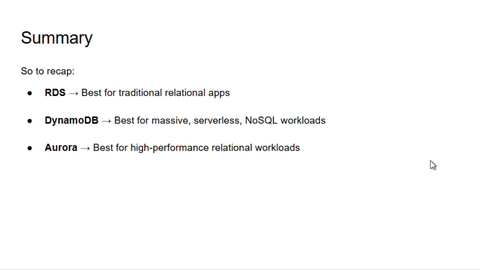Now let's wrap up with a quick summary. Use RDS when you need a classic relational database with predictable workload. Use DynamoDB when you want massive scale, low operational overhead, and a serverless NoSQL model. Use Aurora when you need high-performance relational data processing and high availability. Each service is powerful. The best choice depends entirely on your workload.